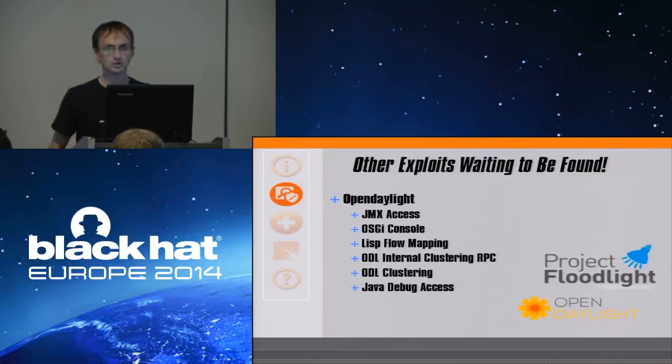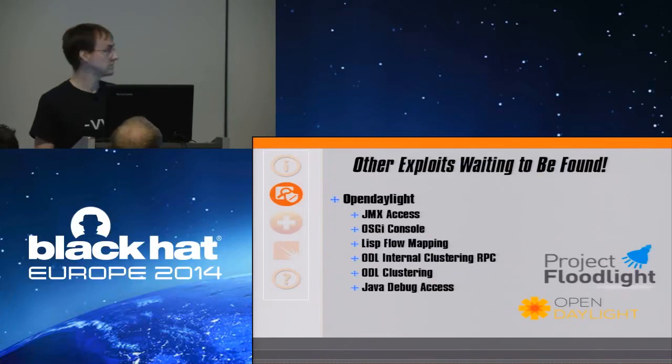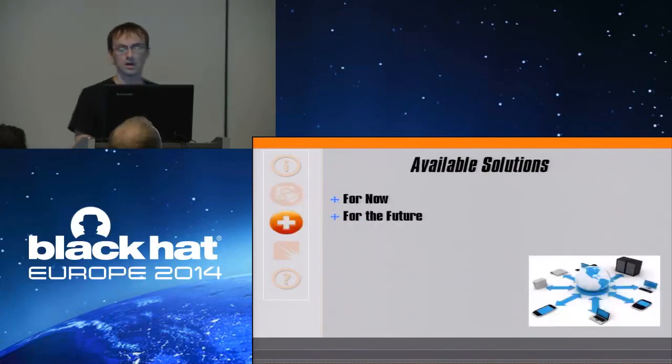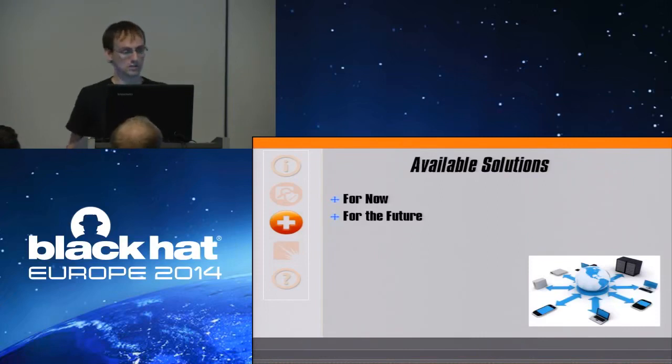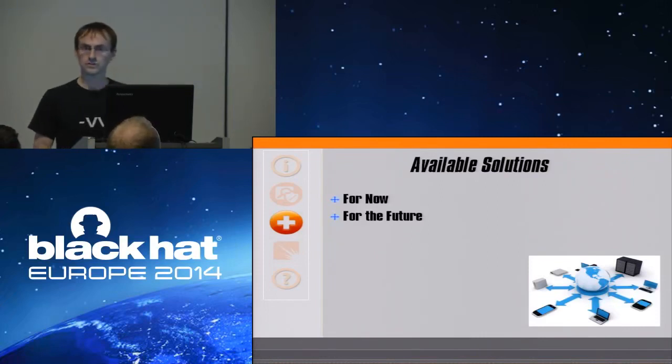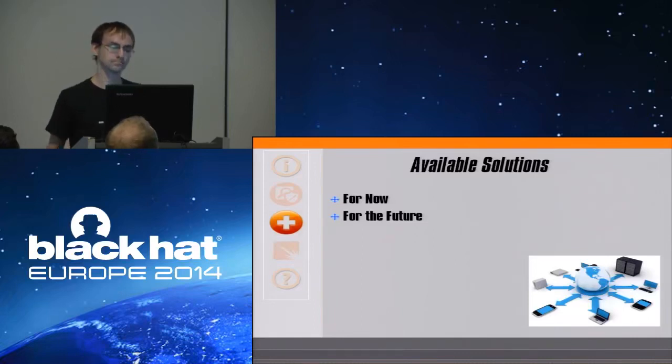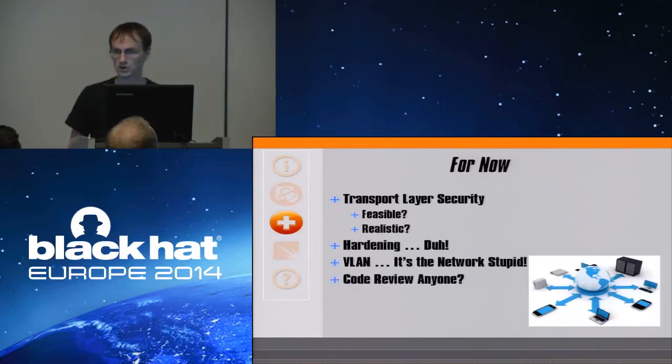These things are going into production. We need to make sure they're safe. All right, so we need to demonstrate this so that they fix these problems. Now, available solutions for this, because it's great that we demonstrate that these products have these problems. Until they fix them, we need to have a solution for protecting ourselves and protecting our network for now and for the future. Okay? Transport layer security.